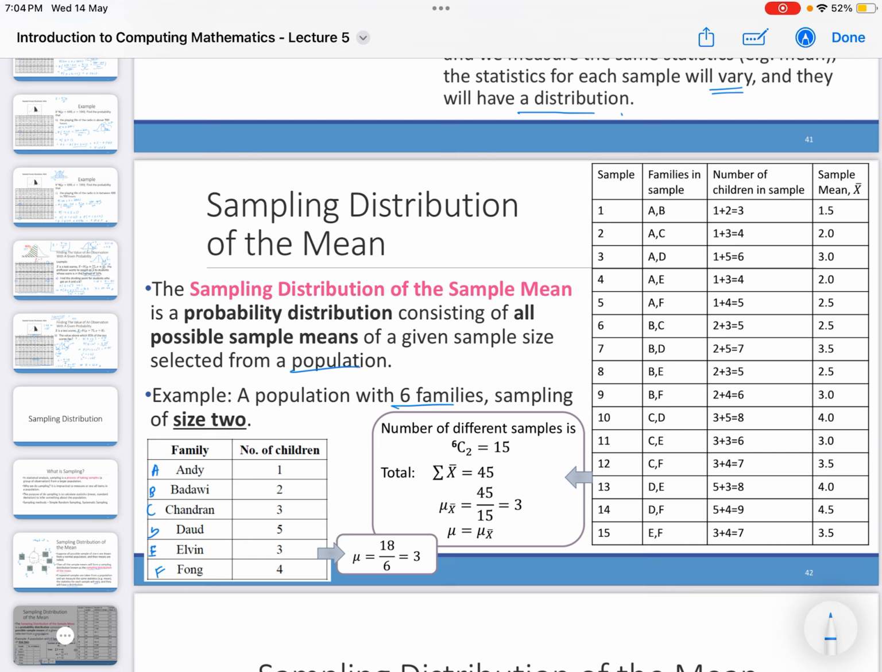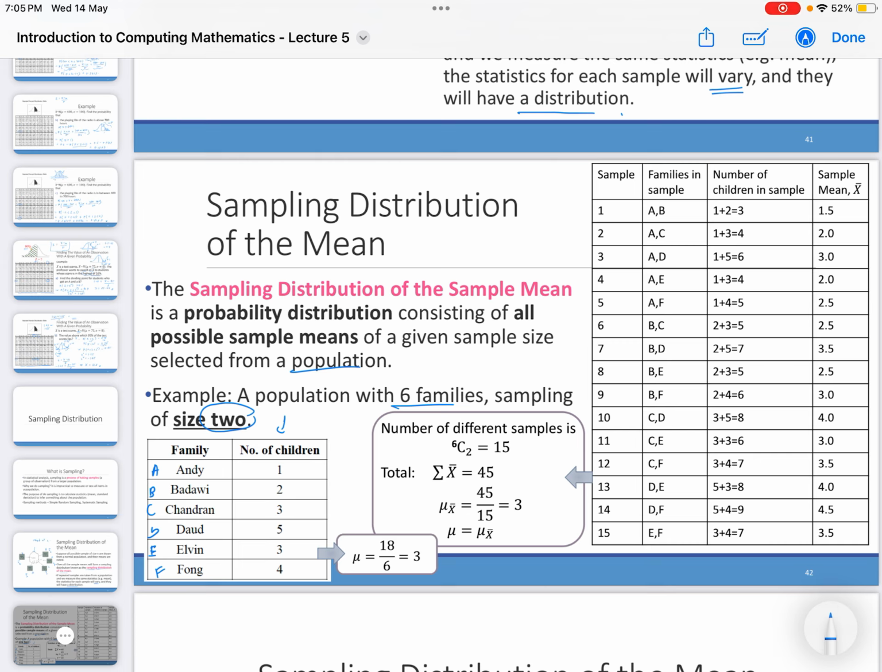So we have 6 families, and we want to measure the number of children. Like Andy has 1 child, Badawi has 2, Chandran has 3, and so on. For this one, instead of looking at the whole population, we want to do sampling. So we want to pick only 2 families out of this population.